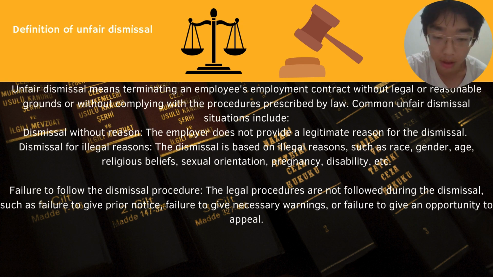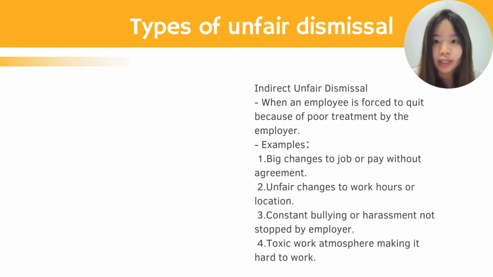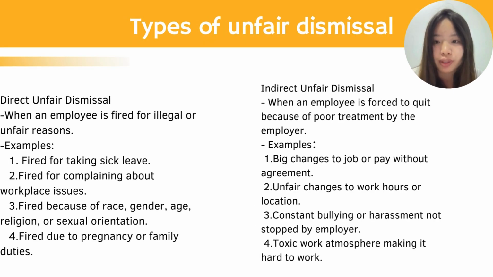Okay, this is my part. Here are the types of unfair dismissal. The first one, direct unfair dismissal. This is when an employee is fired for illegal or unfair reasons. There are some examples: fired for taking sick leave, fired for complaining about workplace issues, fired because of race, gender, age, religion, or sexual orientation, fired due to pregnancy or family duties.